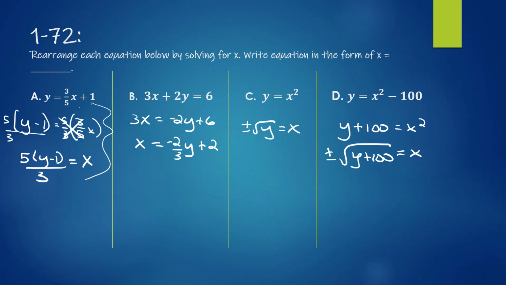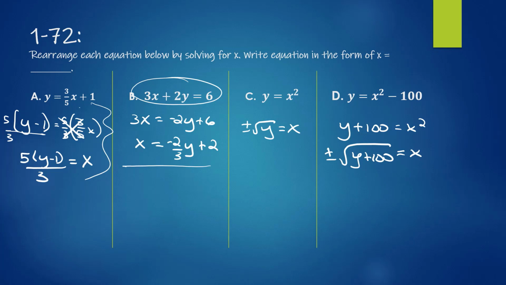You could distribute that 5 if you want, but that's all they wanted you to do was to isolate the x value. On B, it's like our standard form of equation. So this is a linear equation, linear function. But instead of solving for y, for slope-intercept, they want us to solve for x. So you're subtracting 2y and dividing by 3, and that's how you get that answer.